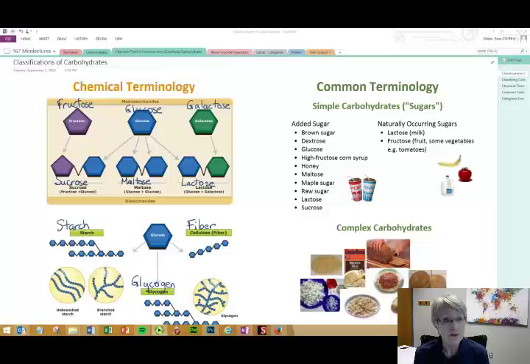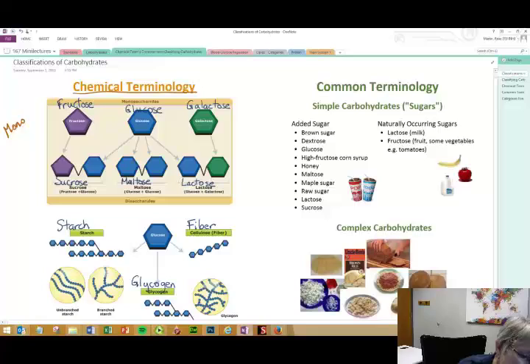Now, the first method is using chemical terminology. This is the clearest one if you know the molecular structure of the carbohydrate. That's a big if, but we're going to start there. The smallest chemical unit considered a carbohydrate is called a sugar. And when a carbohydrate is composed of a single sugar unit, it's called a monosaccharide, which just means one sugar unit.